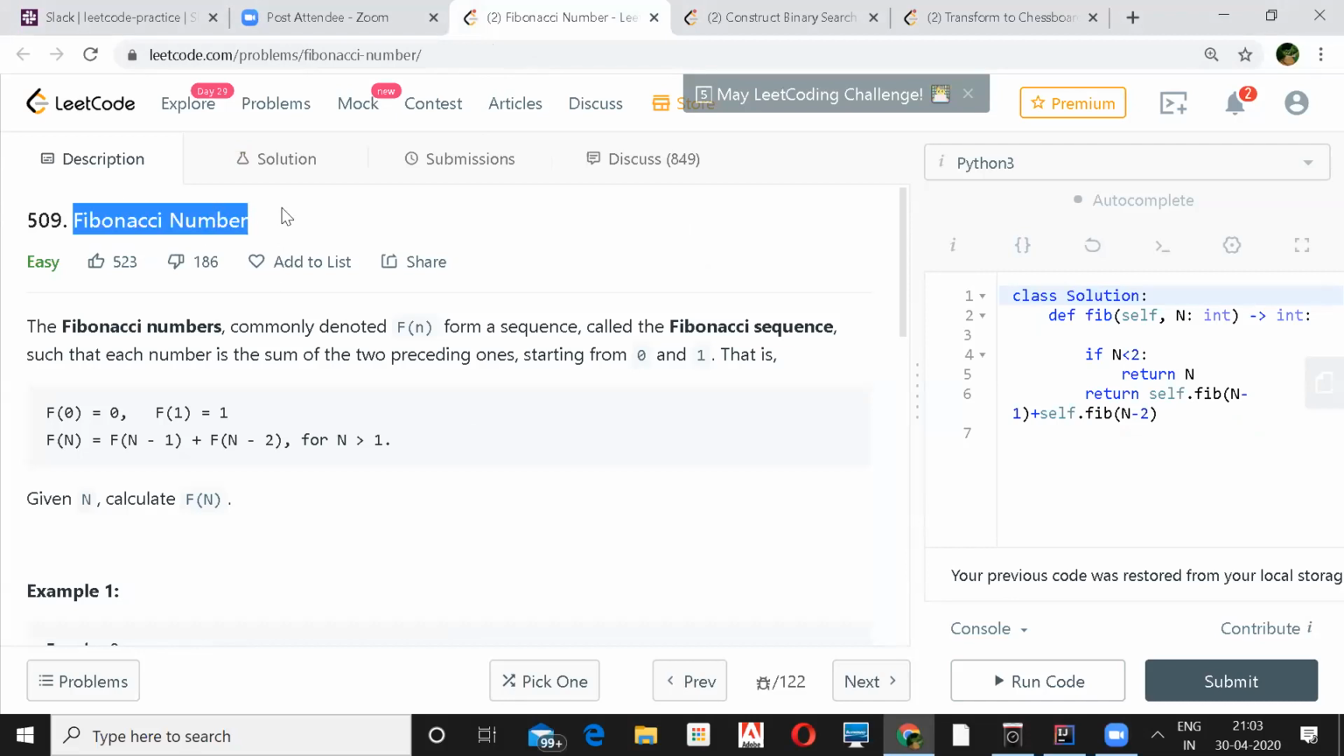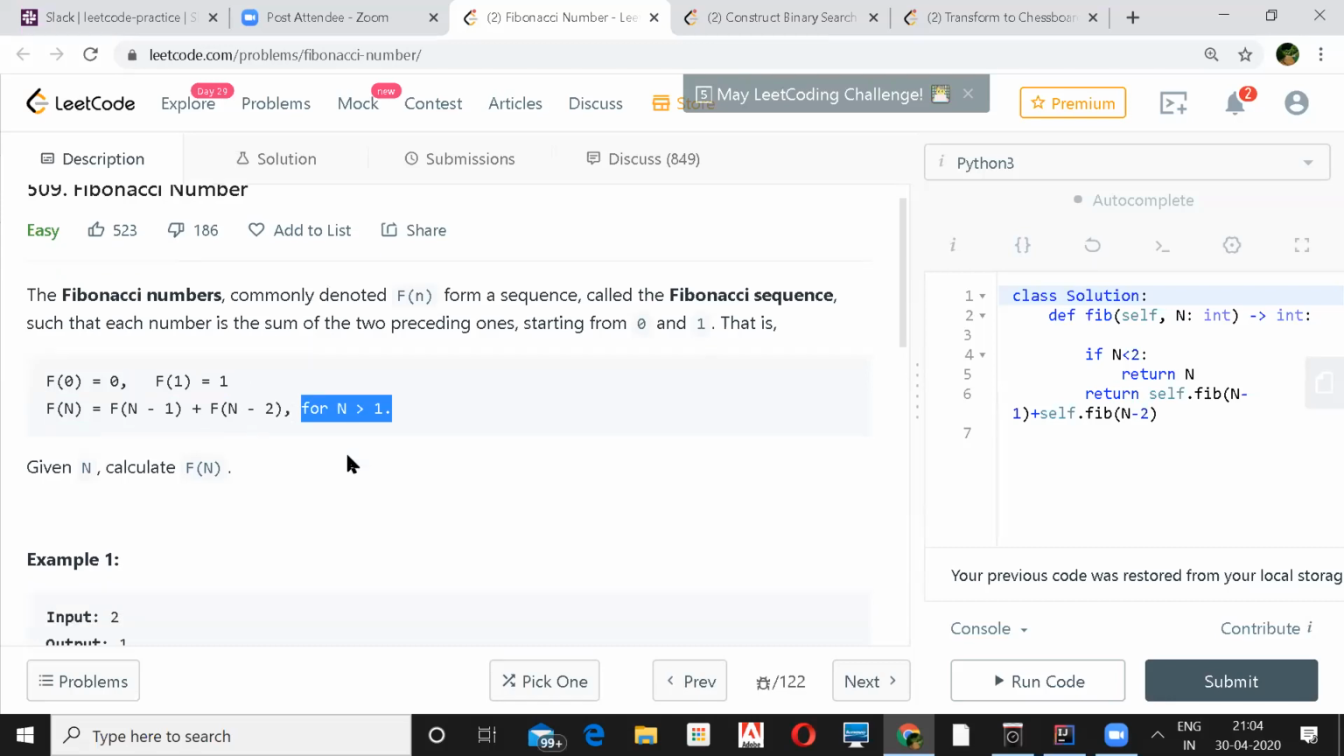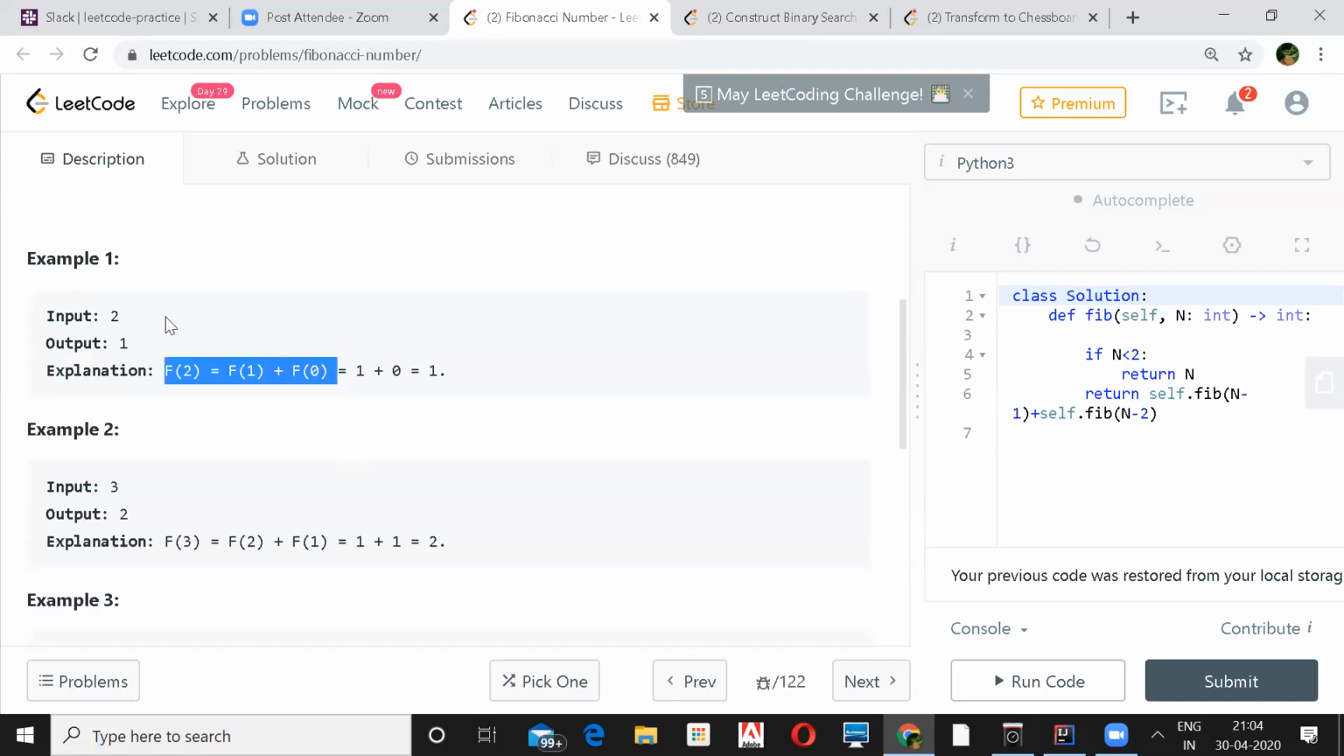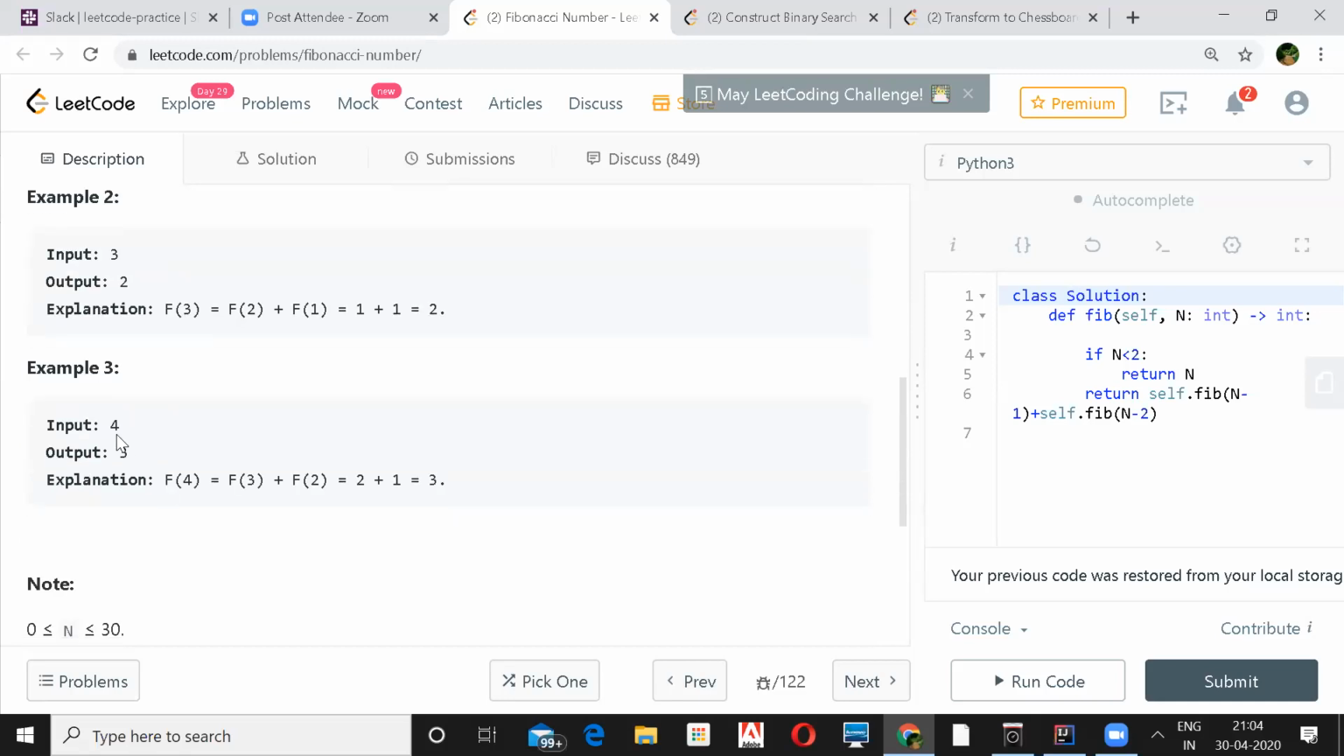The first problem is that we have to print the Fibonacci numbers, which are denoted by Fn, that form a sequence called the Fibonacci sequence, such that each number is the sum of the two preceding ones, starting from 0 and 1. For 0 it returns 0, for 1 Fibonacci is 1, and for every n greater than 1, I mean from n equal to 2, you'll have this sequence. So you need to calculate f of n given n. For the input of 2 you'll have 1, for 3 you're having 2, and the same goes for 4, you'll have 3.